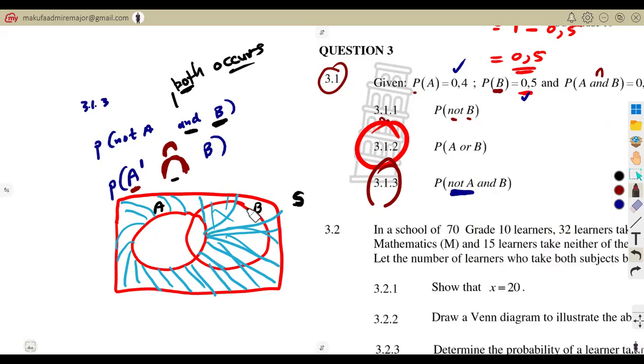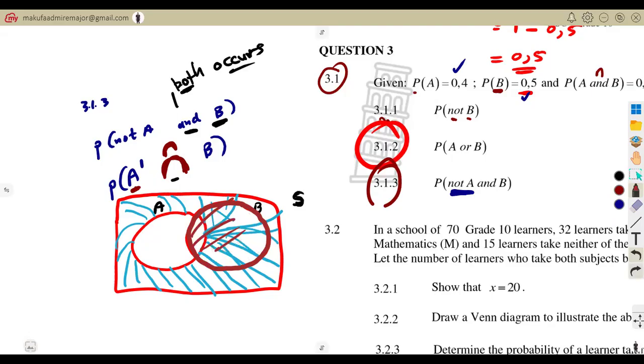If you indicate B, this is set B. When you talk about set B, we are talking about this one. We are not talking about B only. We're talking about B like this. This is your B. So if you are to shade B, you're going to do it like this. The whole of this part is your B.